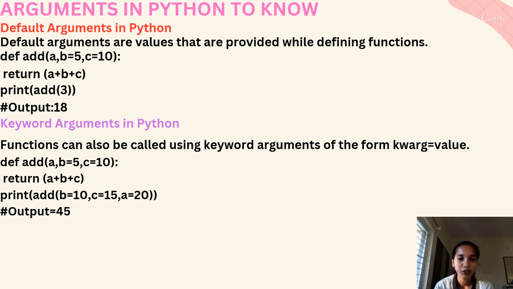Second, keyword arguments in Python. A function can also be called using keyword arguments of the form keyword=value. Example: def add(a, b=5, c=10): return a + b + c. print(add(b=10, c=15, a=20)). Output is 45.